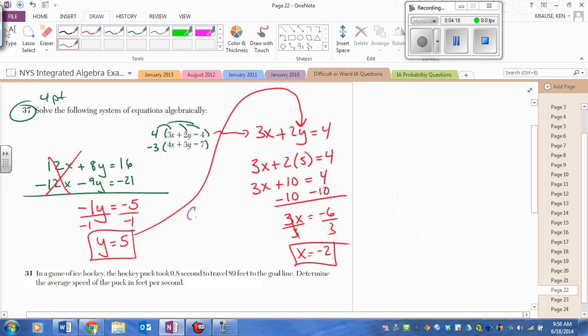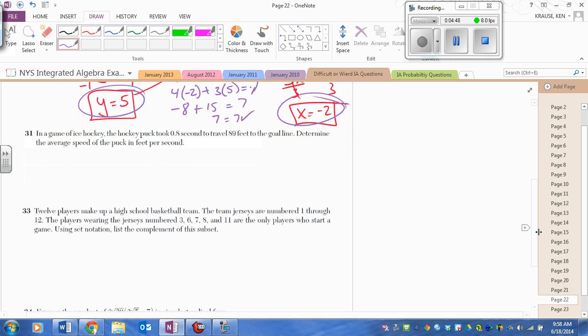I'll certainly check this. And now we're doing the second equation. So my two parts of my answer are these. So I'm going to check it: 4 times negative 2 plus 3 times 5. Does that equal 7? Positive 7. So it's negative 8 plus 15. Does it equal 7? 7 equals 7. Cha-ching! All right, 31 is pretty easy game.